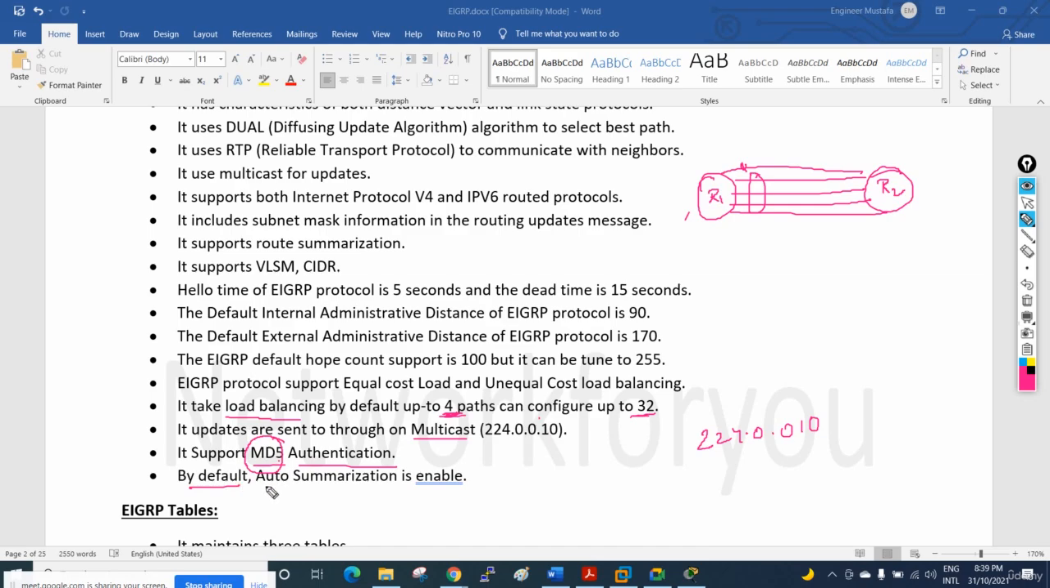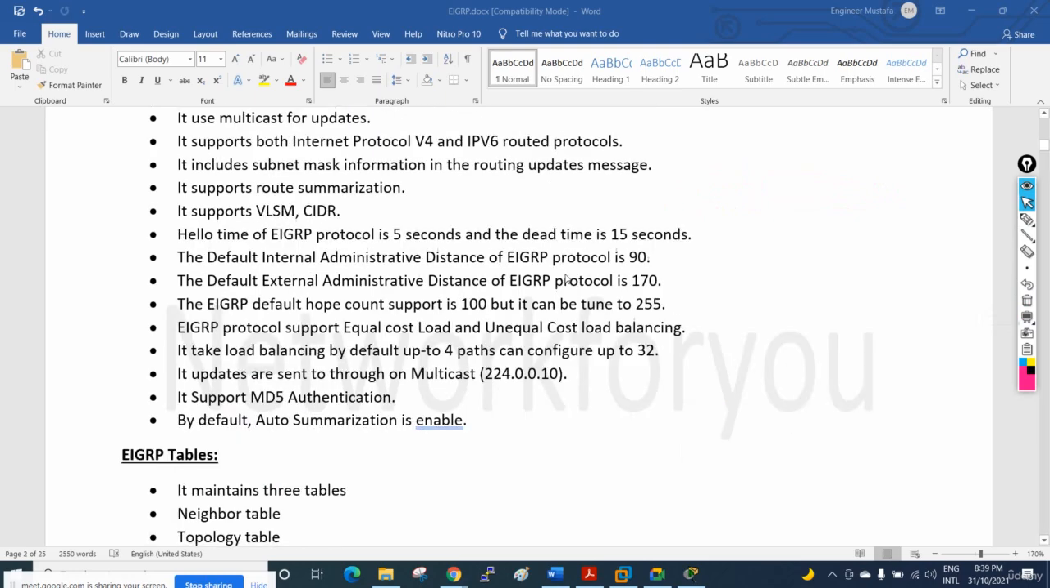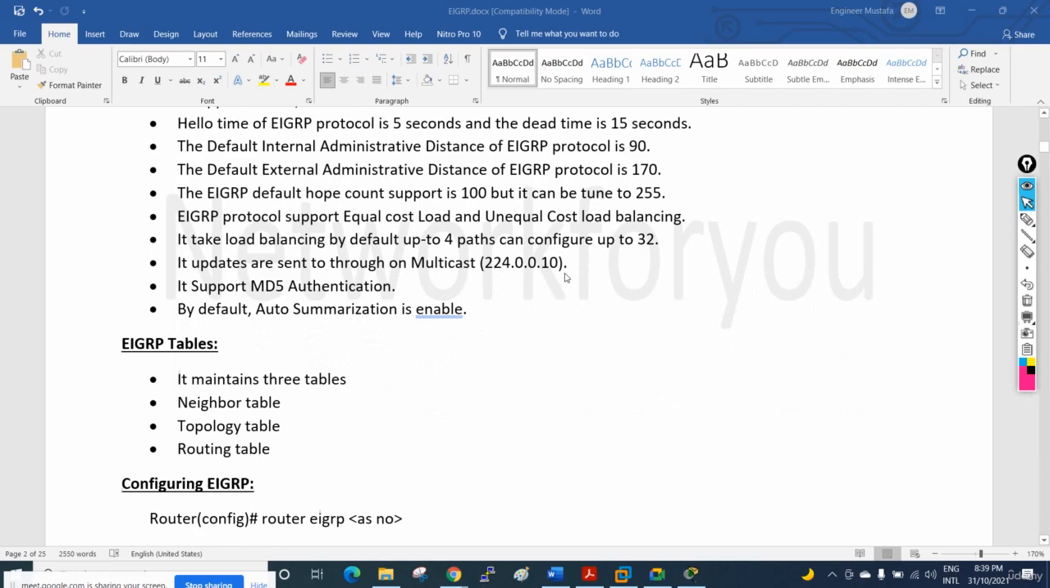By default, auto summarization is enabled in EIGRP, whereas in OSPF it is not enabled. We can disable it, because by default it will not do accurate summarization in some scenarios. So it is better to do manual summarization. Anyhow, we will see that one.